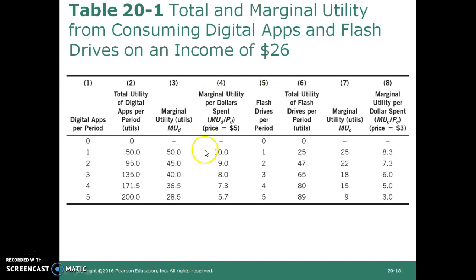You're going to have to calculate this column, which is MU divided by price, and then find where these two are equal, and then does our income satisfy this?